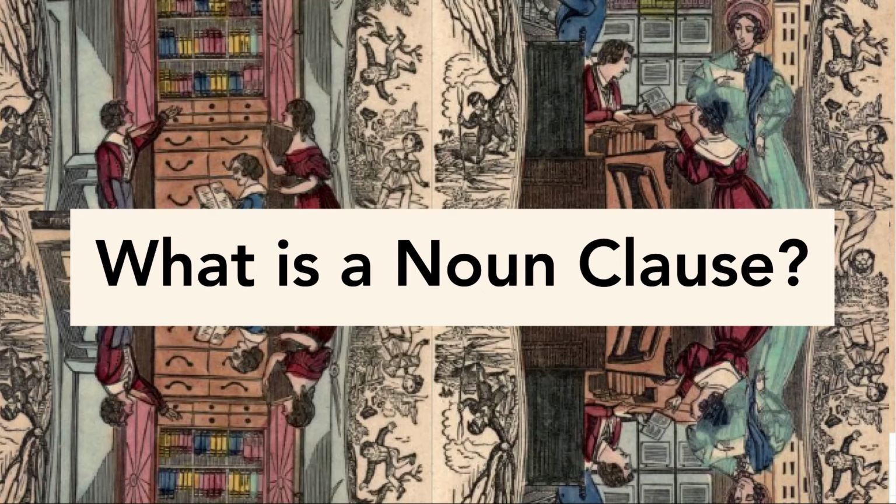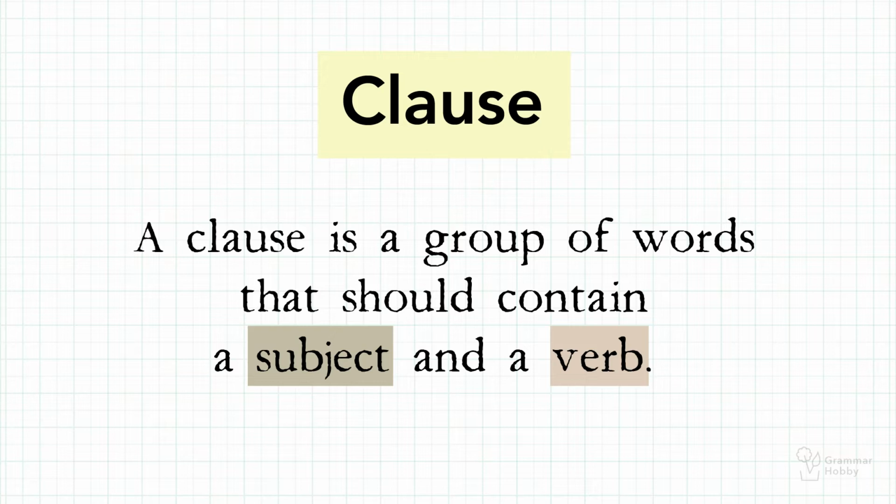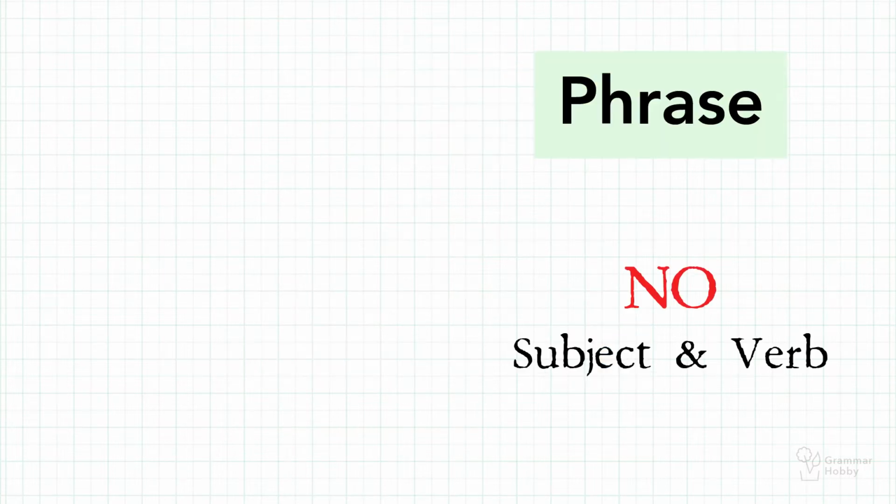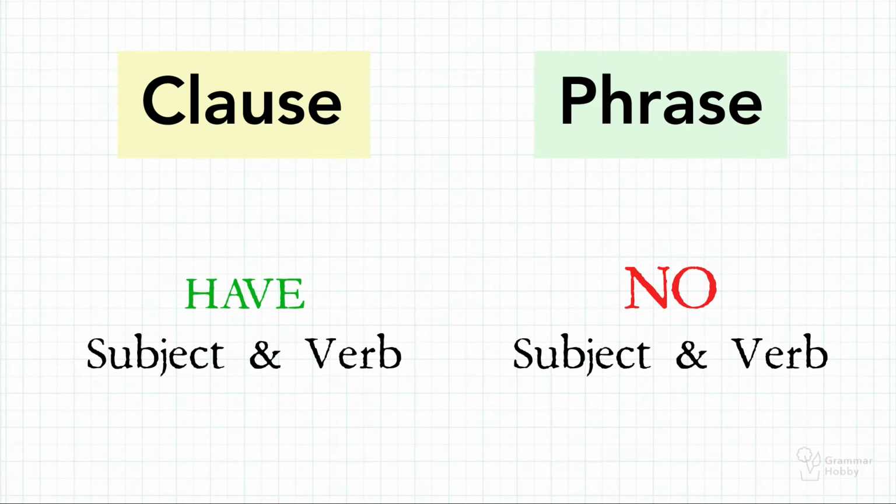What is a noun clause? In this lesson, let's define what a clause is first. A clause is a group of words that should contain a subject and a verb. Remember, a clause is different than a phrase. Phrases contain no subject and verb. Clauses have these two.